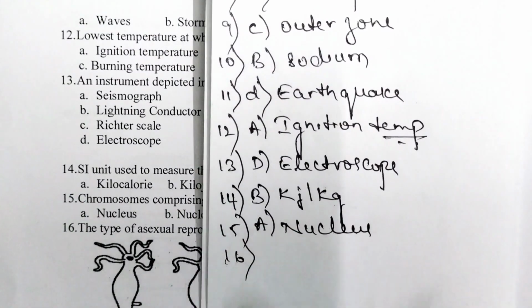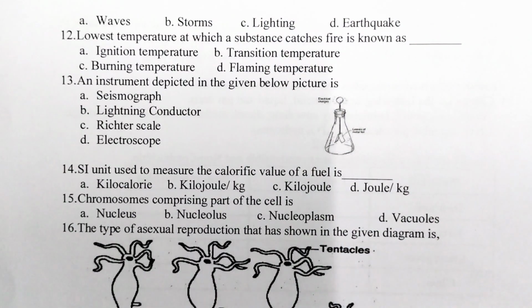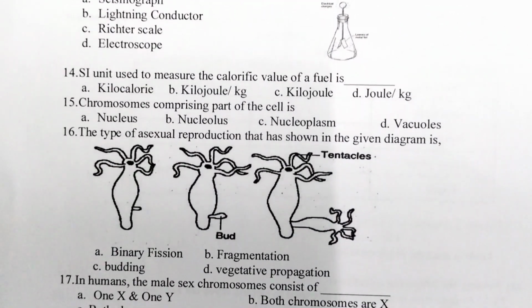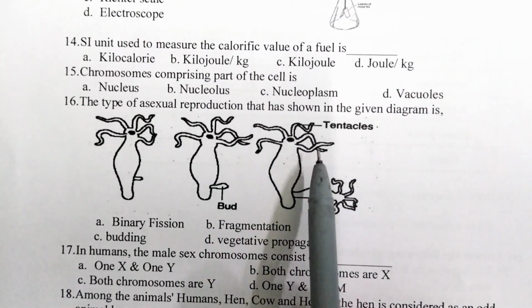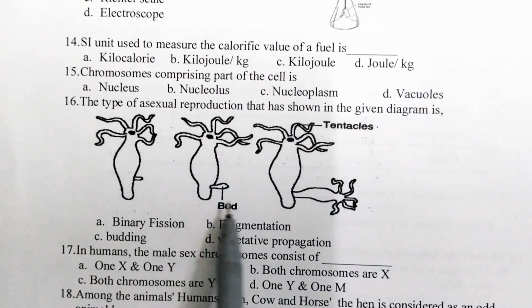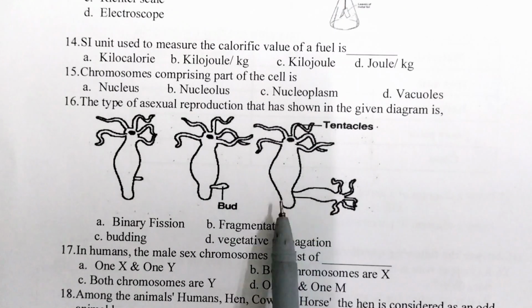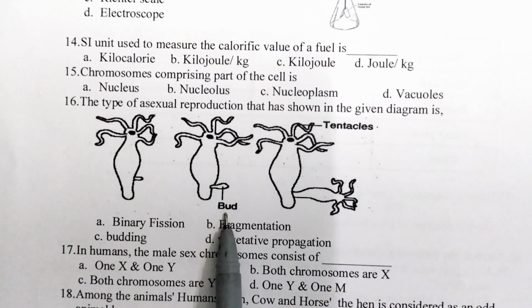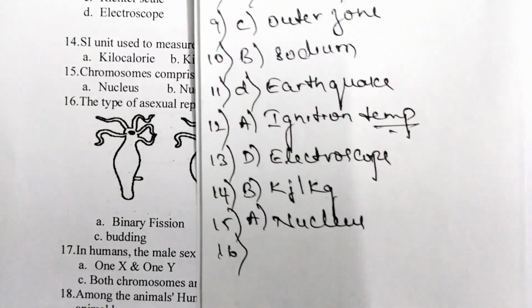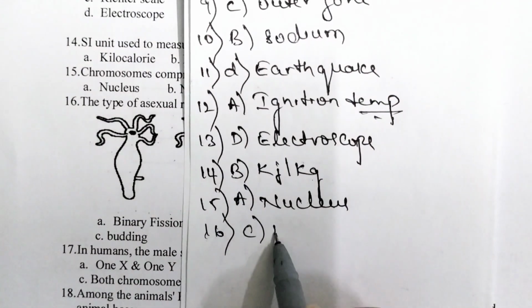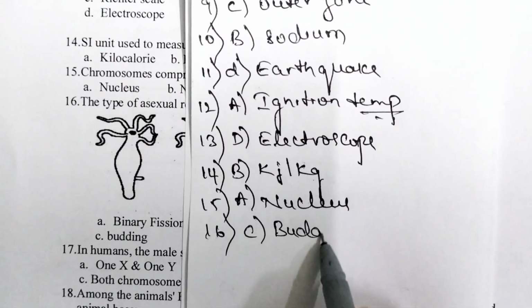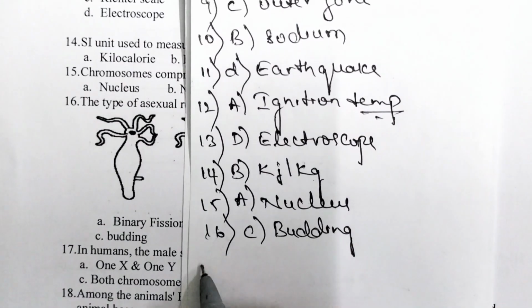Now let us answer the 16th question. What type of asexual reproduction is shown in the given diagram? This is hydra. See, hydra has a bud growing out. What type of asexual reproduction is taking place? That is option C, budding. So budding is the right answer.